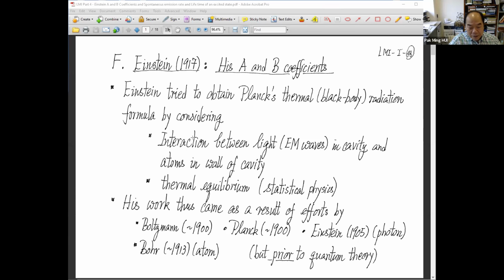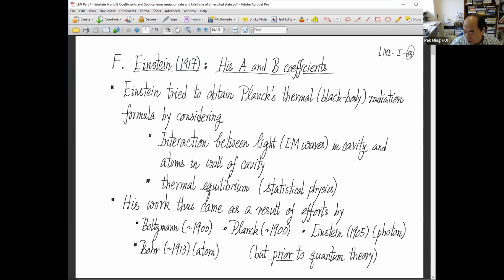So let's move on. For this discussion, I would like you to wind back the time to 1917. That is to say, before Schrödinger, Heisenberg, Dirac, all these brilliant physicists worked out quantum mechanics. But Einstein was not ignorant about quantum physics. He was part of it. So let's see, before 1917, what was known.